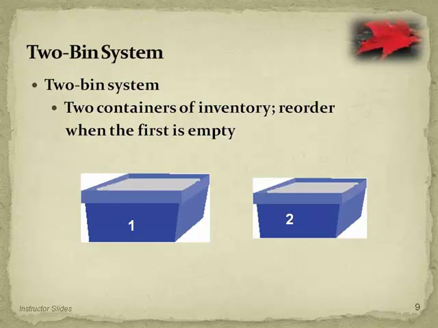When bin 2 is empty, I go through the same thing. I'm going to order some more, and then I start pulling from bin 1 again. So the two-bin system is the simplest method of managing inventory. It's quite effective. It doesn't really require a computer system to do.